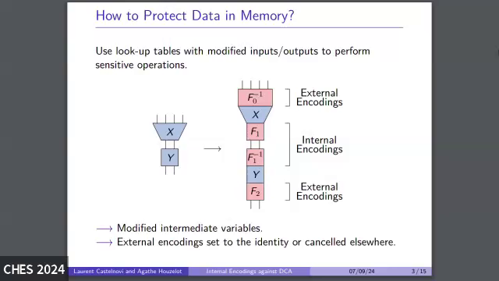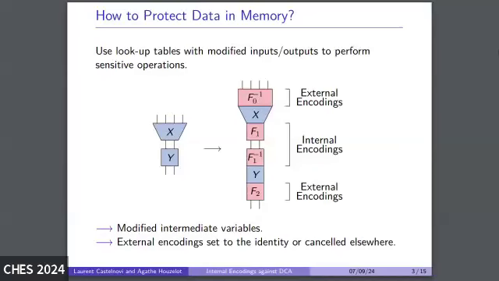But of course, this is not enough, since the inputs and the outputs of these lookup tables can be highly sensitive. And so what we usually do is that we add encodings, which are random bijections applied to the inputs and the outputs of the table. And this is supposed to modify the intermediate variables.